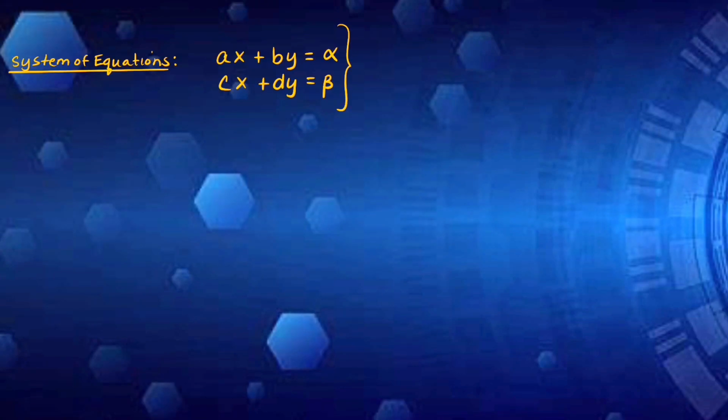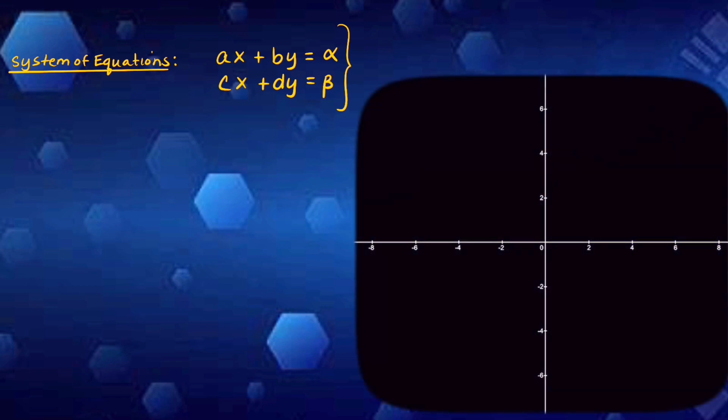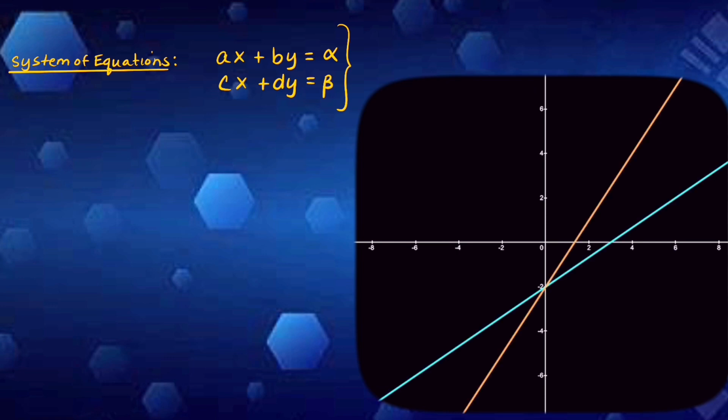Our next discussion will be on linear algebra, and it begins with a system of equations. A system of linear equations. If a system of linear equations has a unique solution, such as ax plus by equals alpha and cx plus dy equals beta, if there is a unique solution, it will be the point of intersection of these two lines, a point xy which will simultaneously make both equations true.